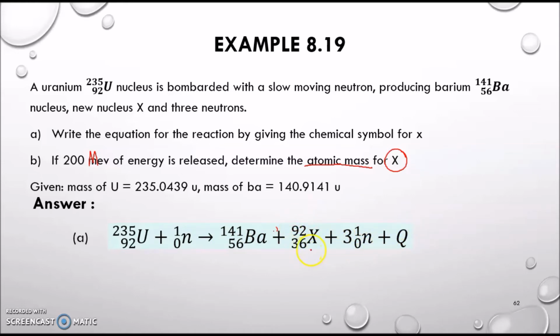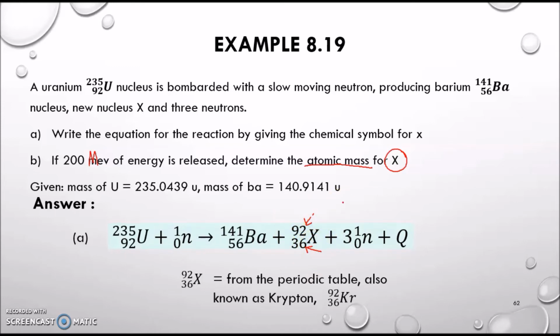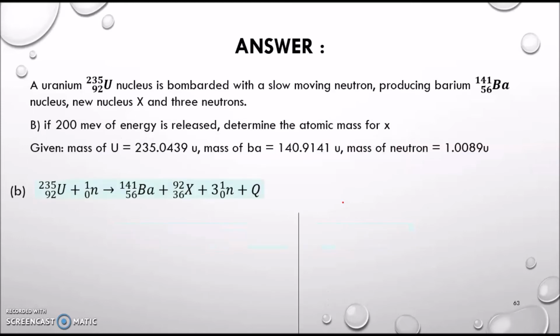So for the new element X, you can balance the equation and you will get the number of nucleons and number of protons here. And then refer to the periodic table, you will see that X is krypton. For question B, to determine the atomic mass for element X or krypton, we are given the energy 200 mega electron volt, then substitute into the equation E equal to delta m c square.